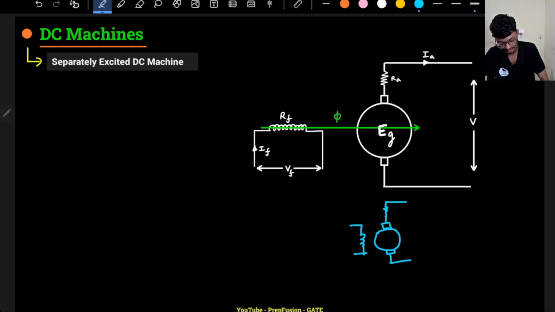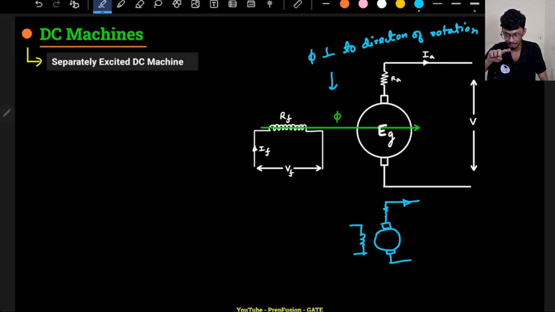The significance is that I am signifying that my flux in this case always will be perpendicular to the conductor, to the direction of rotation. If it is 90 degrees perpendicular, then only the sin theta will be maximum, then only it will follow the formula of BLv. That is the thing that I wanted to mention over here. Okay, understood? Great.